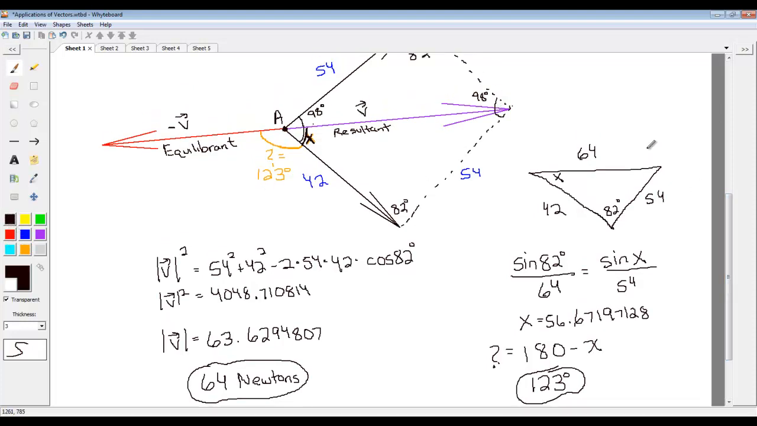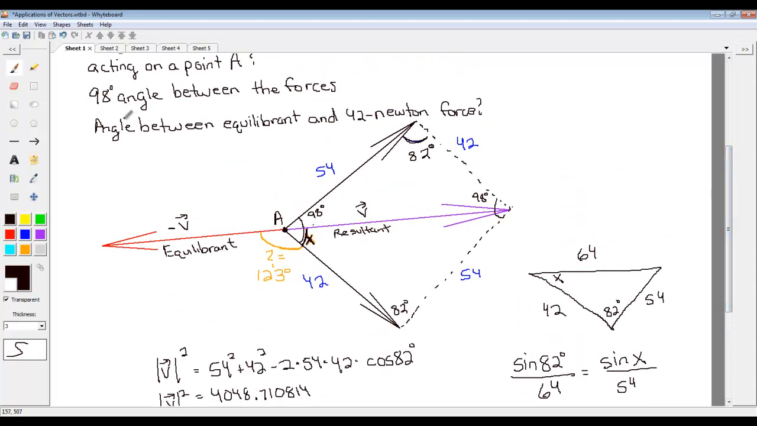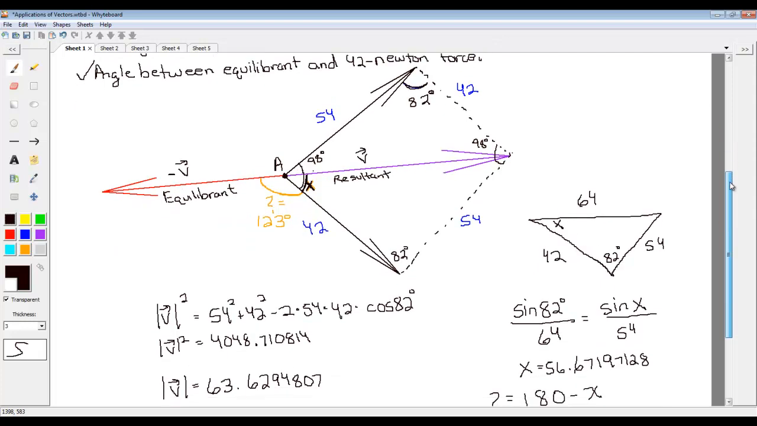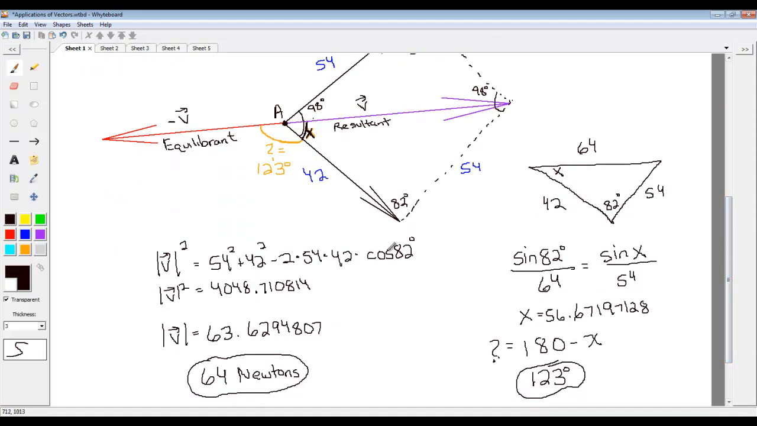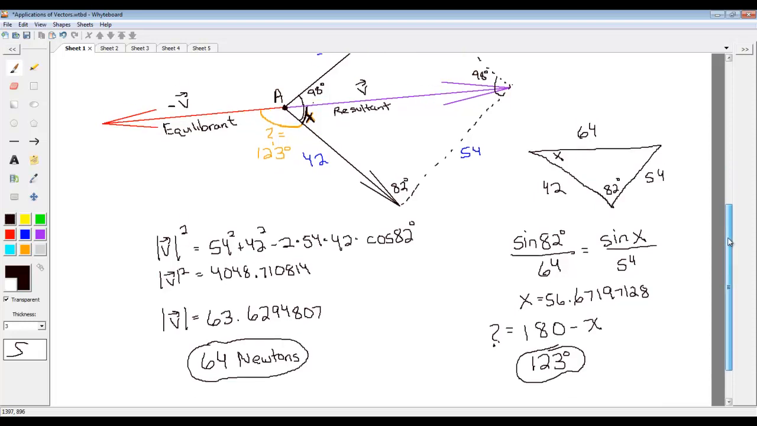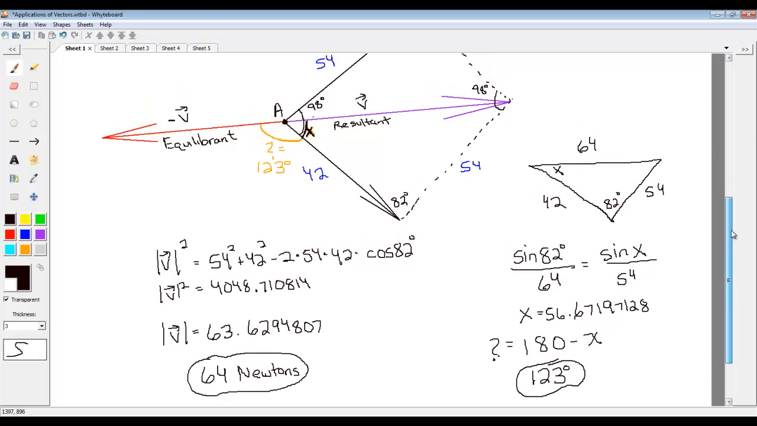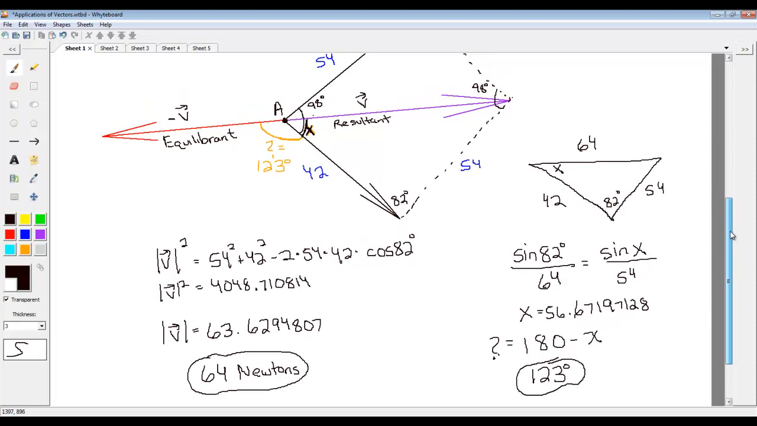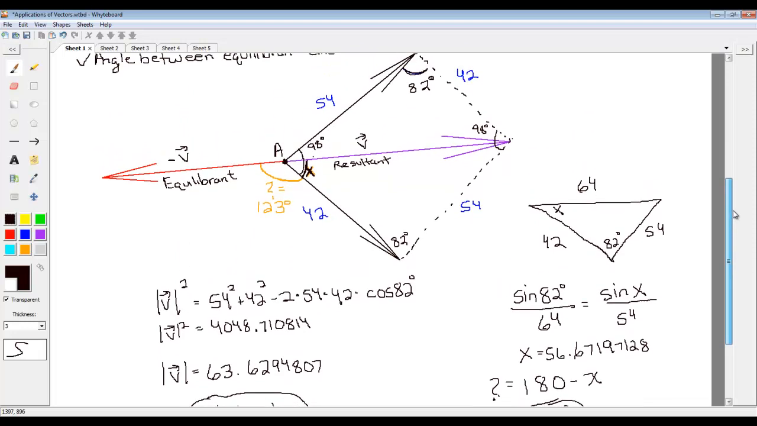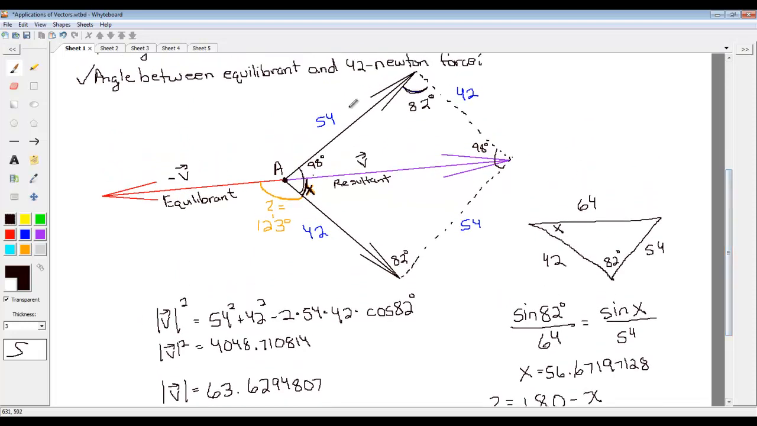And now you've answered both questions, because the other question was the angle between the equilibrant and the 42 Newton force. So you end up using law of cosines and law of sines there. Those oldies but goodies. We have some previous podcasts on law of sines and law of cosines, so if you're rusty on those, you're going to want to go back and refresh on those podcasts.